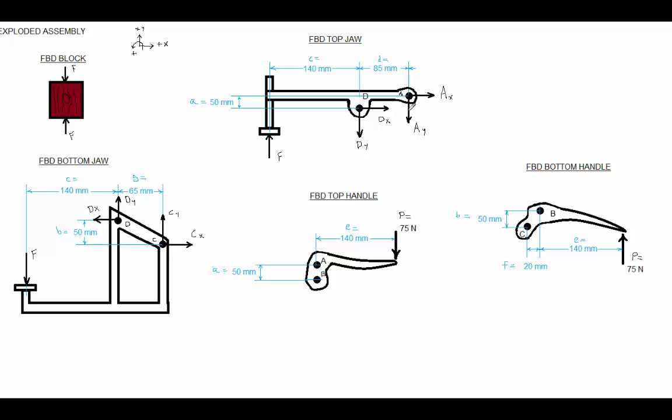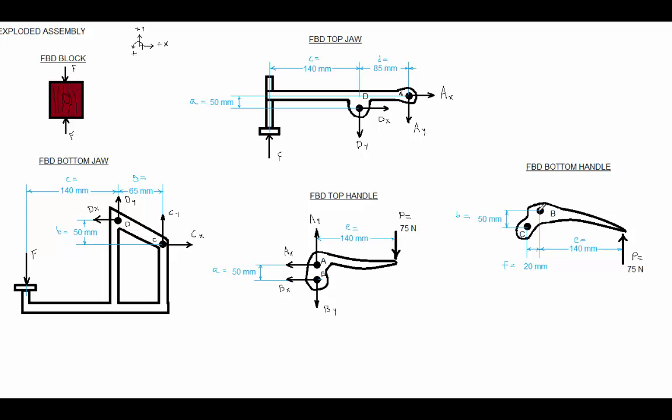Up here, I've drawn AY going down, so here I have to draw AY going up. Here I have AX to the right. Here I have to draw it going towards the left. Coming over to the bottom handle, I've already assumed forces for C and D. CX has to go towards the left because CX over here is going towards the right, and CY has to go down here because CY is going up here. These are all still assumptions, they just have to agree with each other for this to work out.